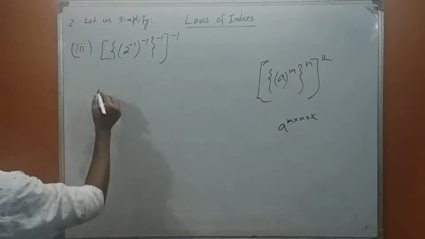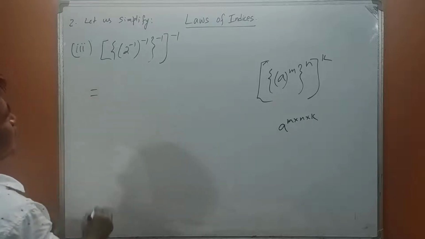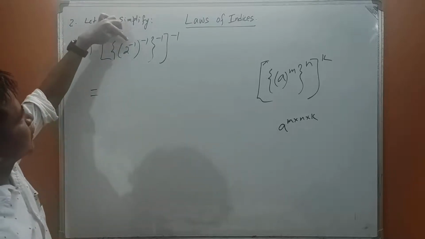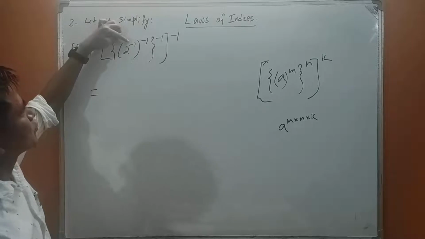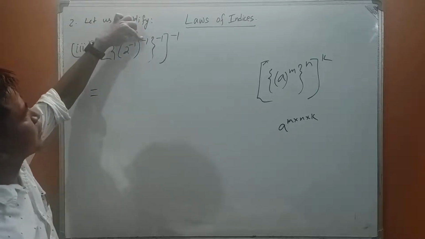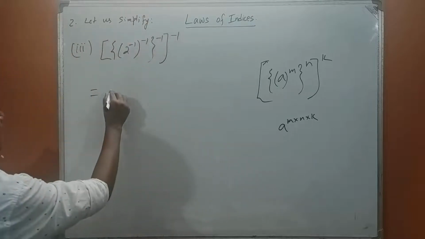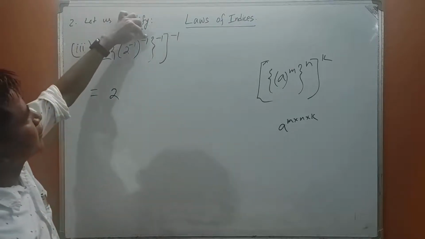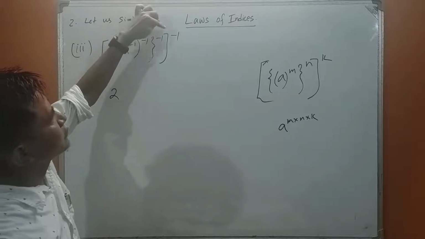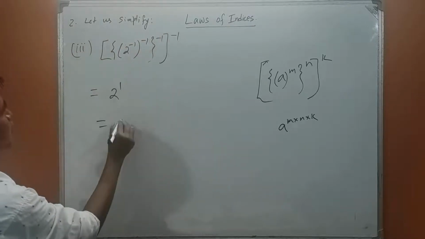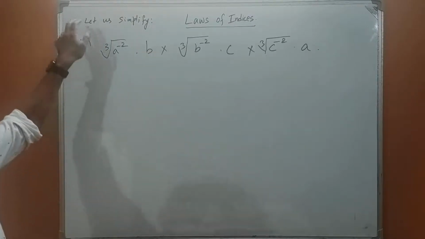Now let's do this. So we have to multiply all the powers, isn't it? So minus into minus, plus. Plus into minus, minus. Minus into minus, plus. So the power is plus. So 1 into 1, 1. 1 into 1, 1. Into 1, 1. 2 to the power 1. 2 to the power 1 means 2. Number 4 of 2, okay?